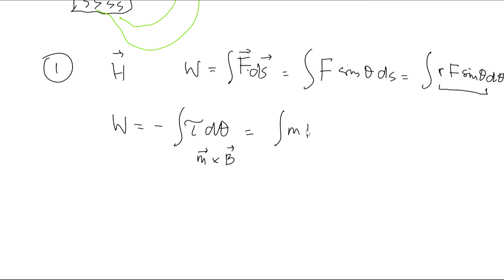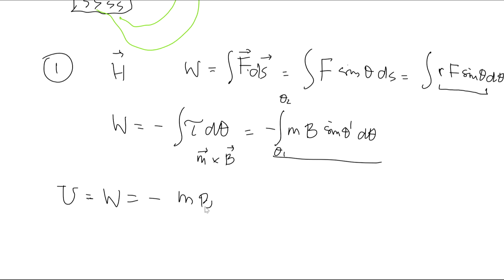So that is MB sine theta prime d theta, and that is basically the work done to rotate the magnetic moment in the magnetic field. We have to integrate from theta 1 to theta 2, different angles, depending on where we start. So the energy of a magnetic moment in a magnetic field would be equal to the work, minus MB cosine theta, which is actually M dot B.